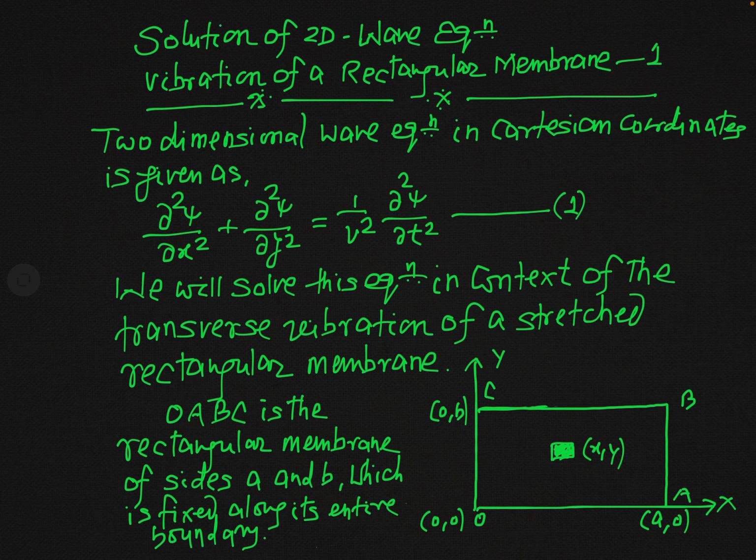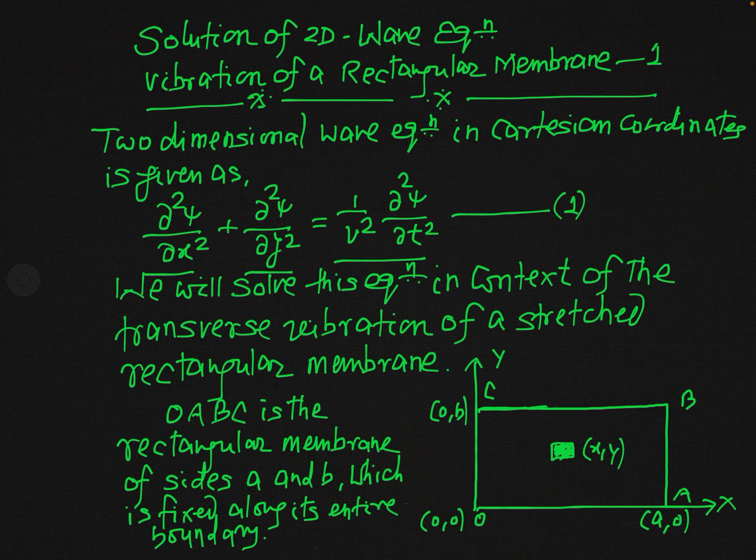Similarly, in this problem, we will consider the solution of the two-dimensional wave equation in the context of vibration of a rectangular membrane. So taking this example of transverse vibration of a rectangular membrane, we will solve the two-dimensional wave equation in Cartesian coordinates. As you know, in Cartesian coordinates, the two-dimensional wave equation is given in this manner: del 2 psi by del x square plus del 2 psi by del y square equal to 1 over v square del 2 psi by del t square.